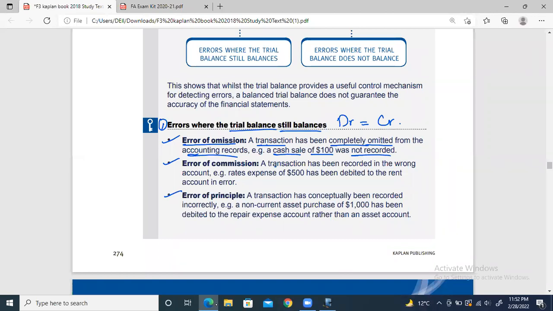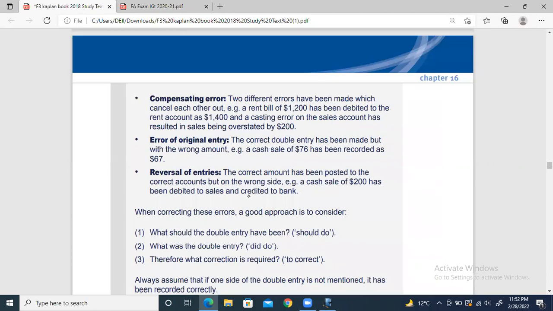Error of commission, transaction has been recorded in wrong account. Yeah, I'm not going to read that one because it's going to confuse me even more. Yeah. Exactly. That's right. Let's do the remaining three over here.